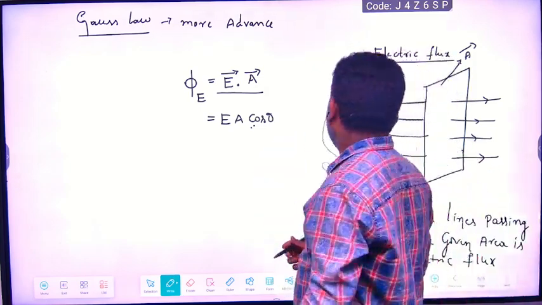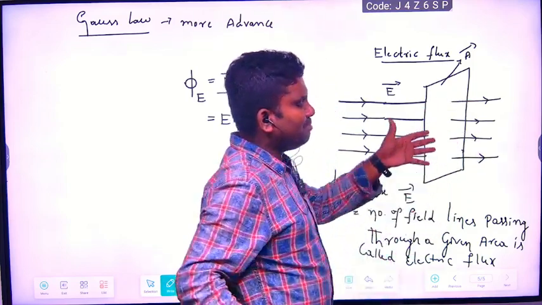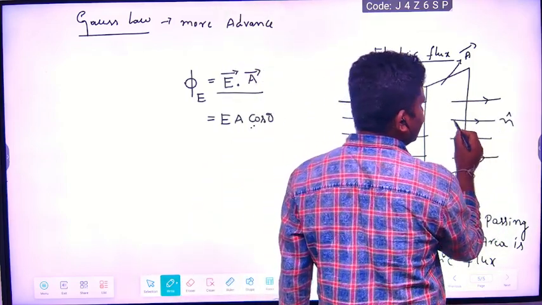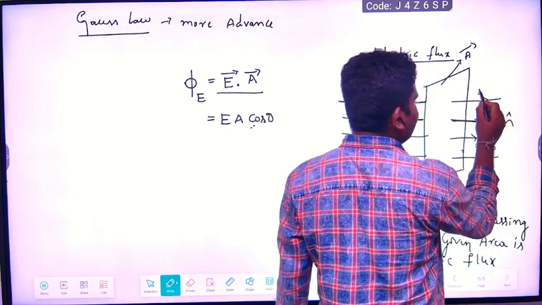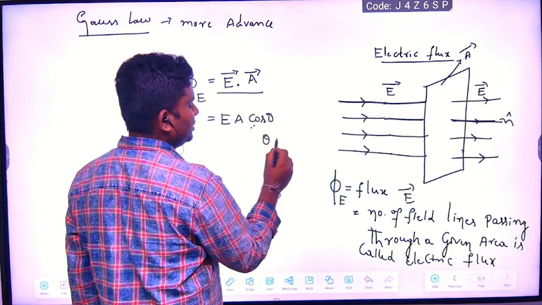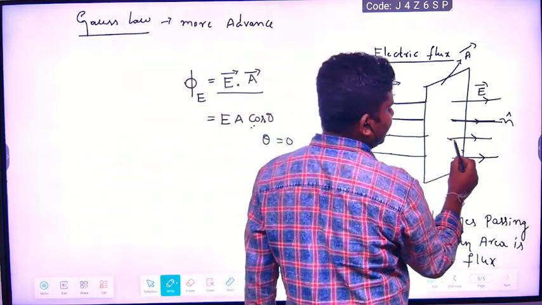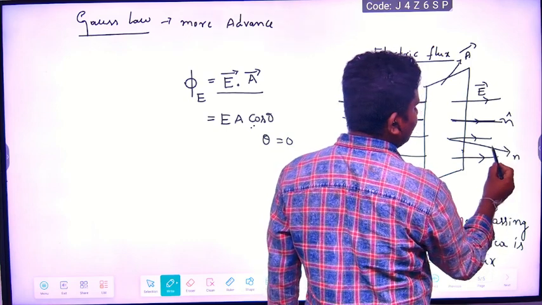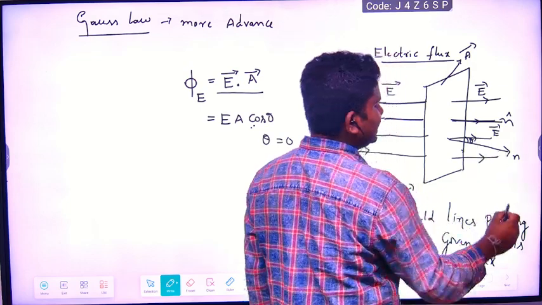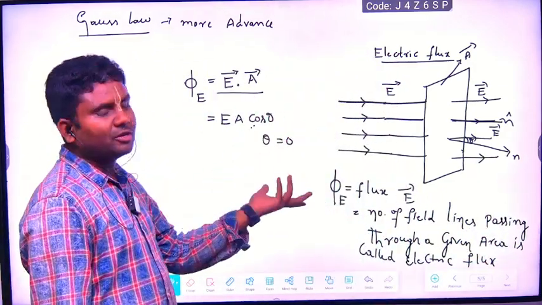Now this is some plane, and the plane has a direction which is n cap in this direction. And if the electric field lines are also in the same direction, then theta will be 0. If for example this plane has some different direction like this, and the electric field is this, then there is an angle between these two, that is theta. Then you can use the cos of that angle.